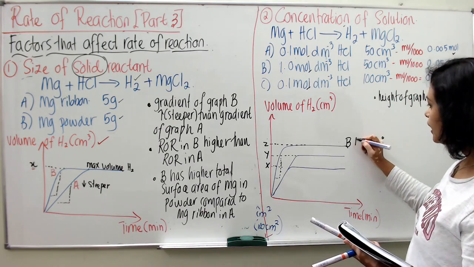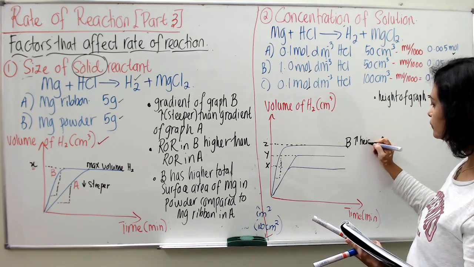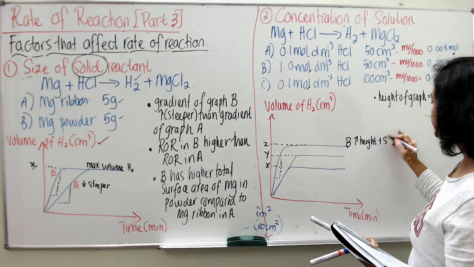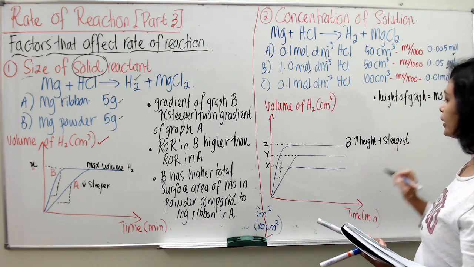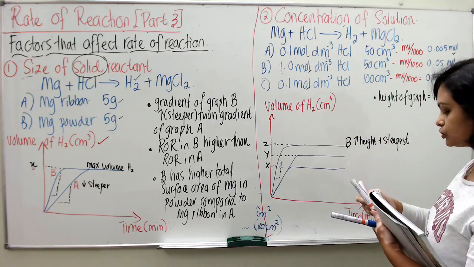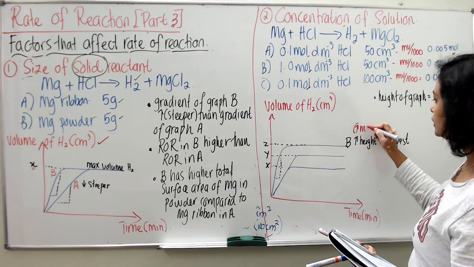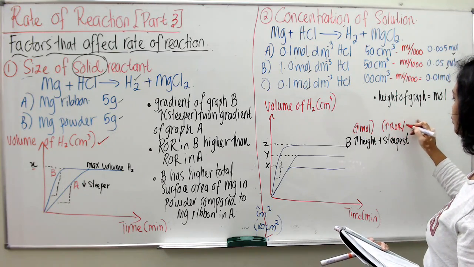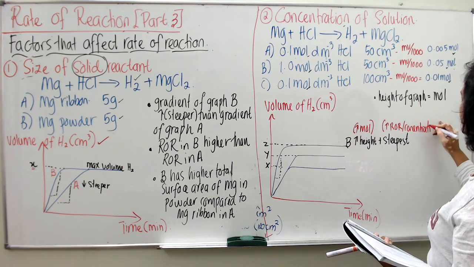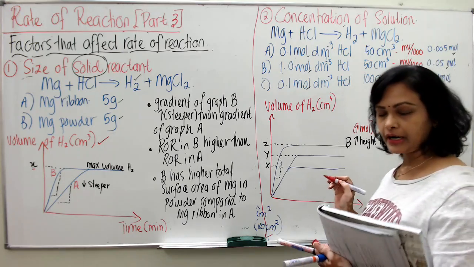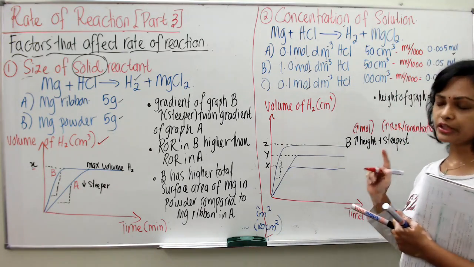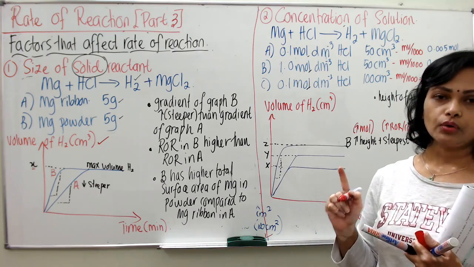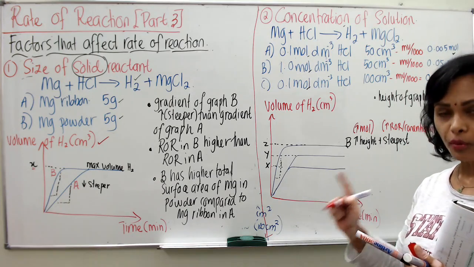Okay, so B is the tallest and steepest. Why? Because the higher the height, the higher the mole, the highest amount of mole. Why is it steepest? Highest rate of reaction or concentration. Okay, so you can watch teacher's video again and again until you can understand this factor, because this is actually some of the important concepts that you have to know. It will be very useful when you are doing your objective questions.